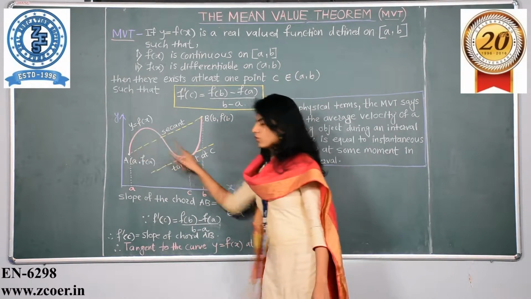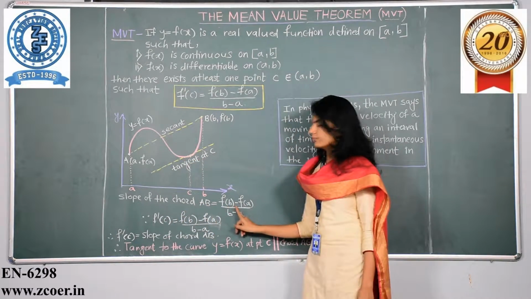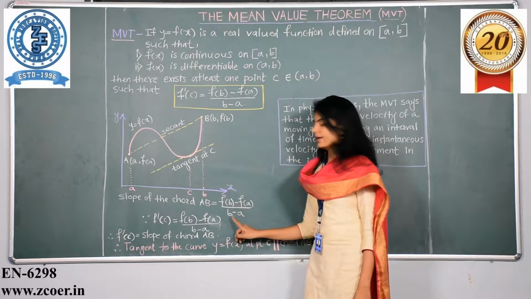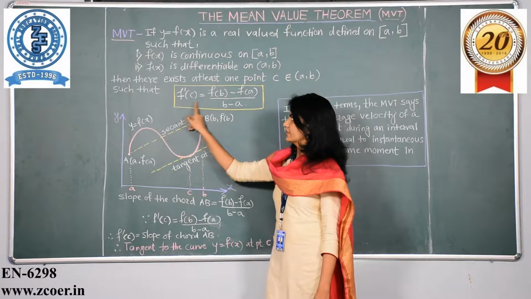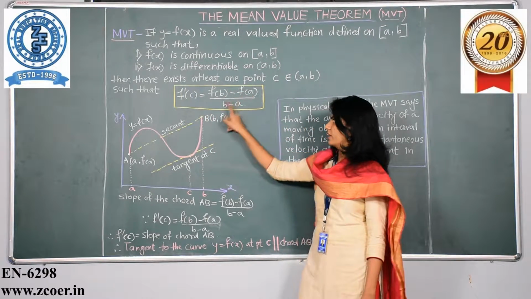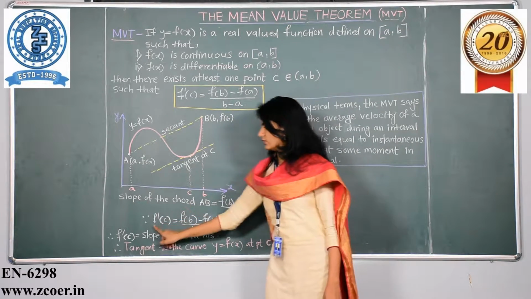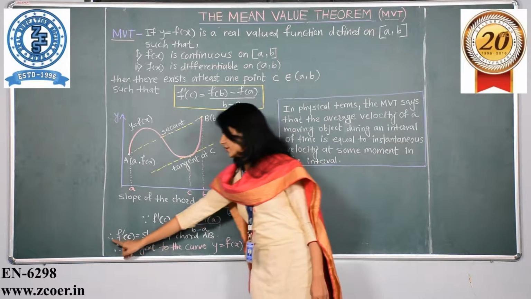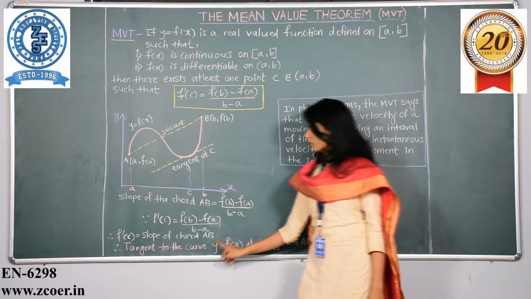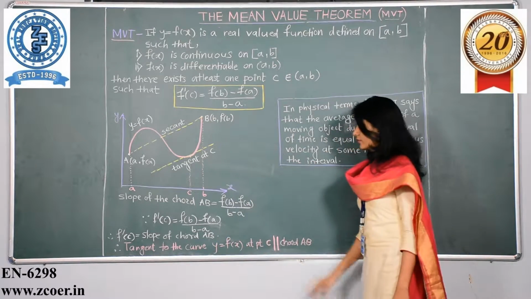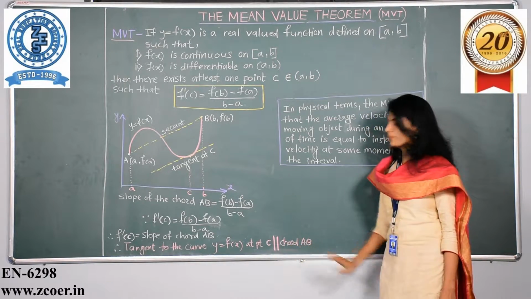So the slope of this chord we will calculate. The slope of this chord AB is equal to f of b minus f of a divided by b minus a. But since we know the formula f dash of c is equal to f of b minus f of a divided by b minus a, we get the slope of the chord which is equal to f dash of c. Therefore, we have written here f dash of c equal to slope of the chord AB. Therefore, the tangent to the curve y is equal to f of x at point C is parallel to the chord AB.